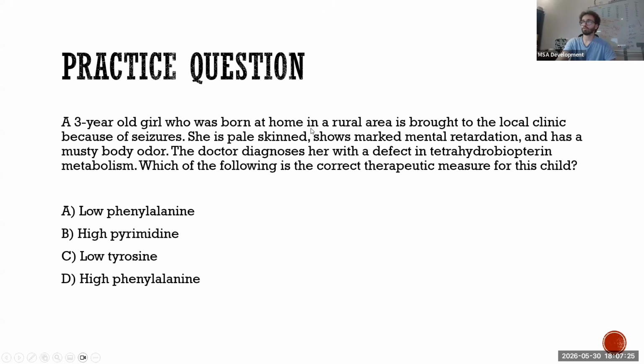Okay. A 3-year-old girl born at home, brought to a local clinic because of seizures. She has retardation, musty body odor. pH 4. So what is the correct measure? What is the disease? PKU. But what is the measure that we should take?